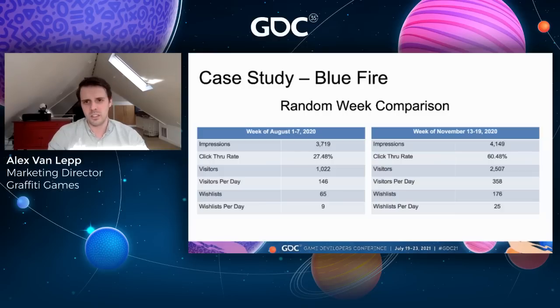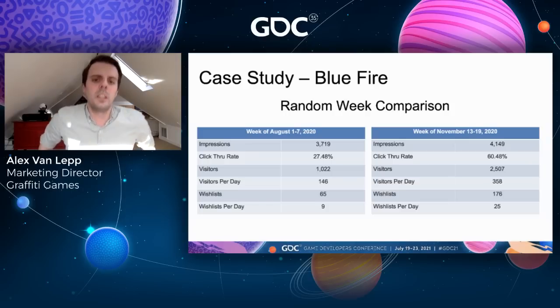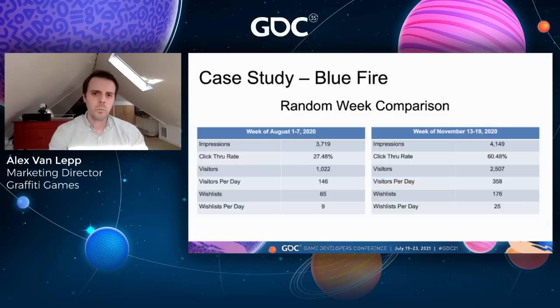and we had an awesome 60%. And our wishlist per day increased to 25, so almost 3 times as many afterwards. Our visitors more than doubled too, and that's, to me, showing people were seeing this key art, and they were clicking on it at a higher rate, especially in the store, to see what Blue Fire was like. And then ultimately they were converting into visitors and wishlists, and at launch then into sales.